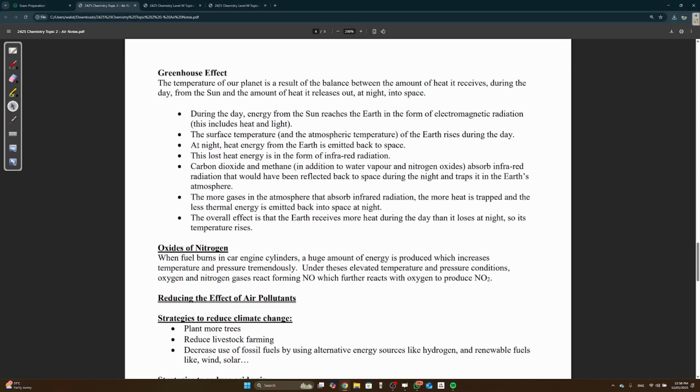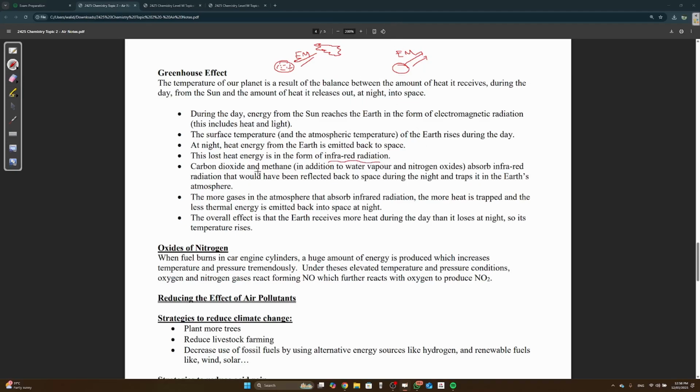During the day, this is how it works. You need to know this. During the day, energy from the sun reaches the earth in the form of radiation. The surface temperature rises during the day, right? That's why it's hotter during the day. At night, let's say this is our earth and this is the sun, it releases EM radiation. This is our earth. In the day it goes onto the earth. However, during the night, this EM radiation should be released back into space. It's released back into space in the form of infrared.